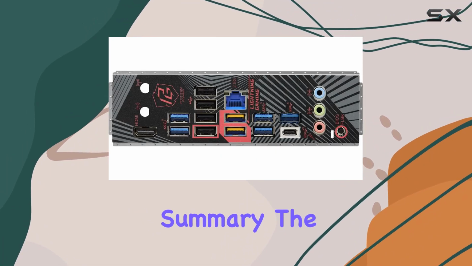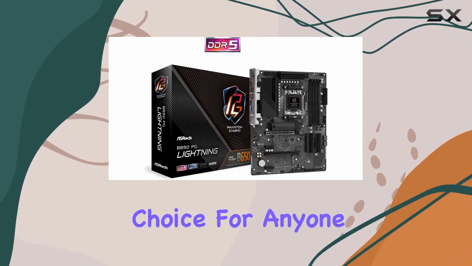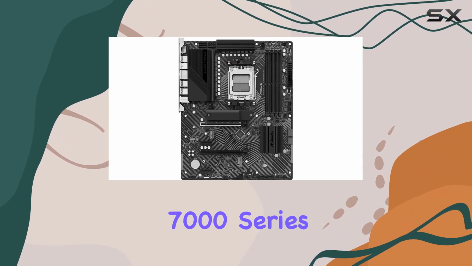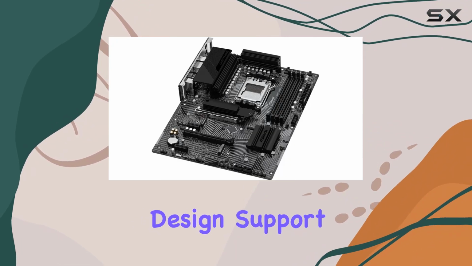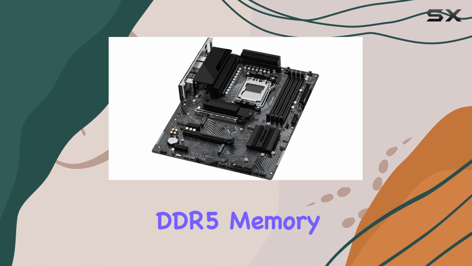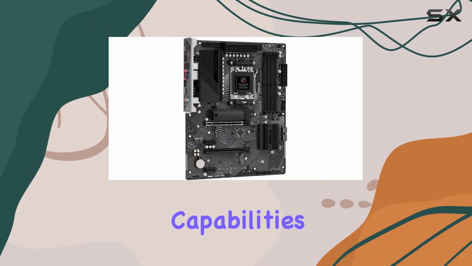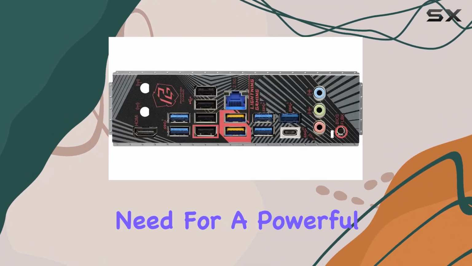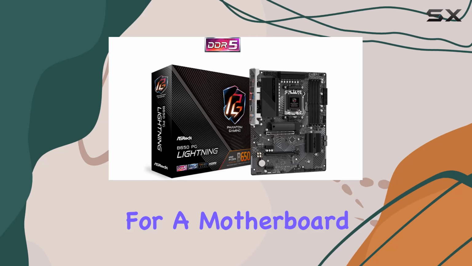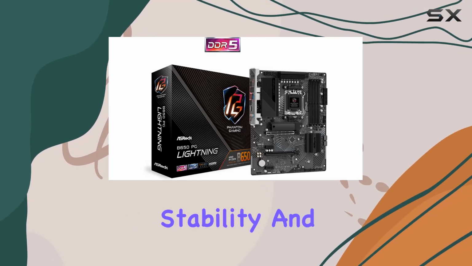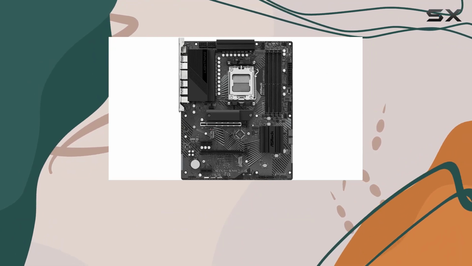In summary, the ASRock B650 PG Lightning motherboard is a fantastic choice for anyone building a system with AMD Ryzen 7000 series processors. With its robust power design, support for high-speed DDR5 memory, versatile expansion options, and excellent storage capabilities, it provides everything you need for a powerful and reliable PC build. If you're looking for a motherboard that combines performance, stability, and features, the ASRock B650 PG Lightning should be at the top of your list.